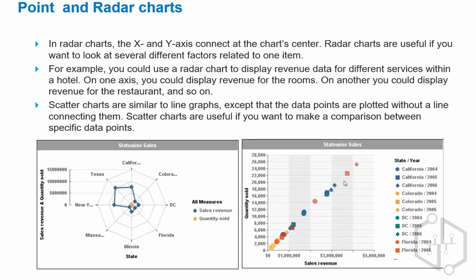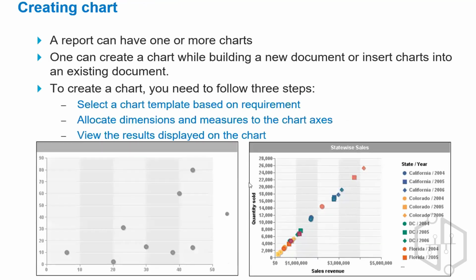Scatter charts are similar to line graphs, except that we will not draw a line. Instead, we will only have points, the data points are plotted without a line connecting them. Scatter charts are useful if you want to make a comparison between specific data points.